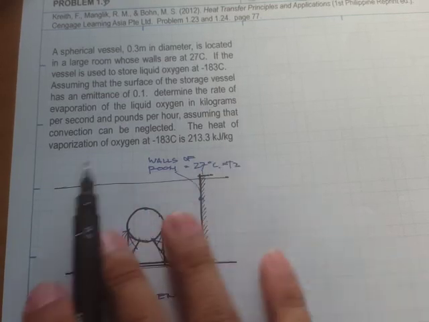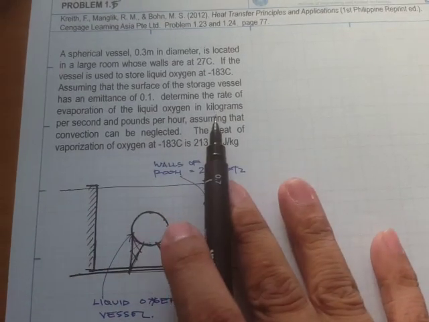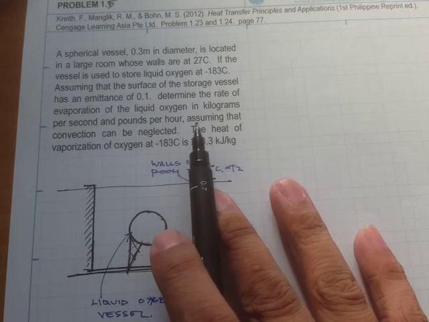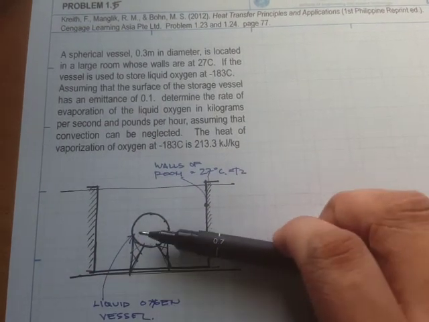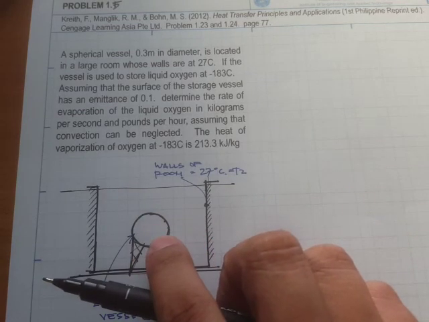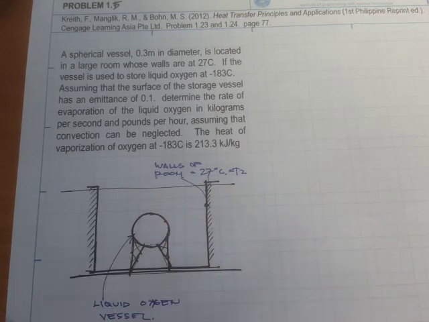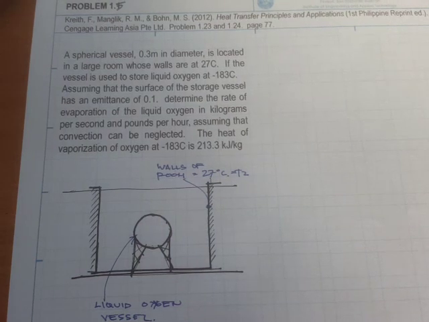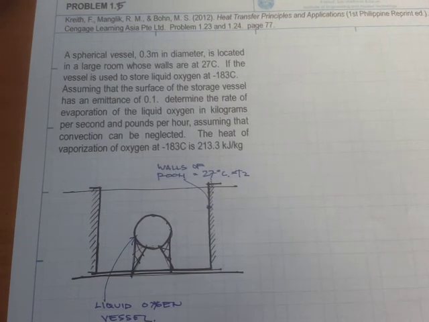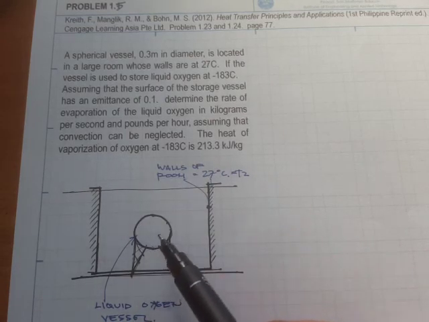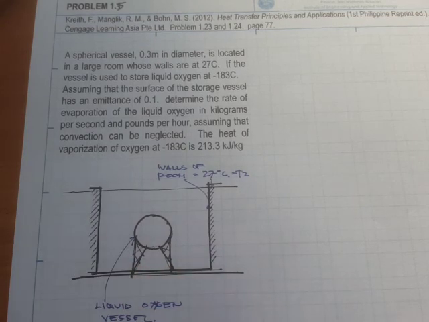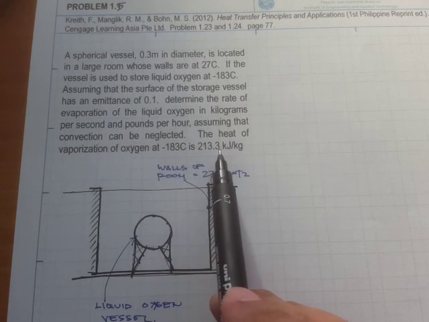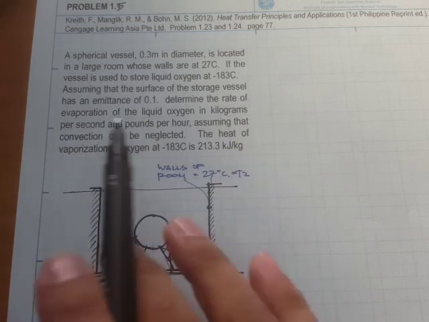Okay, so the scenario is that we have here a vessel that's containing liquid oxygen, and then because of the heat transfer from the surroundings, actually from the wall, there's going to be heat that will enter the spherical vessel, and that heat will actually vaporize the liquid oxygen. So that's why this one is given. The heat of vaporization of oxygen is 213.3 kilojoules per kilogram. So this is a change of phase.